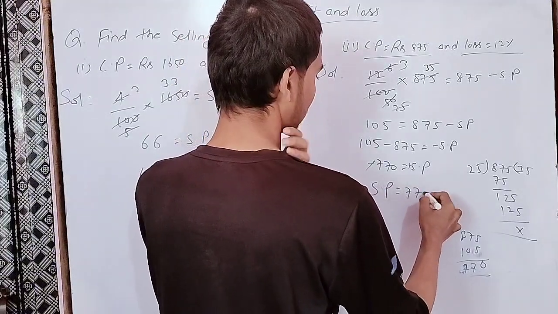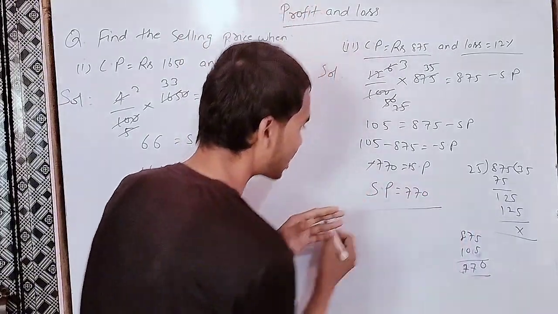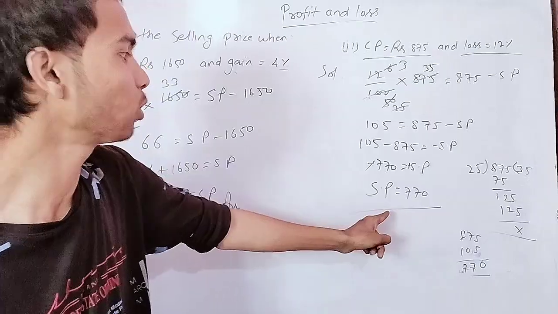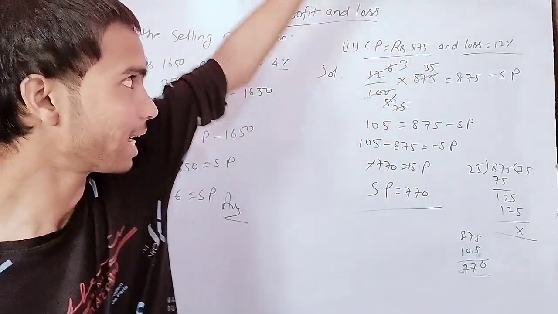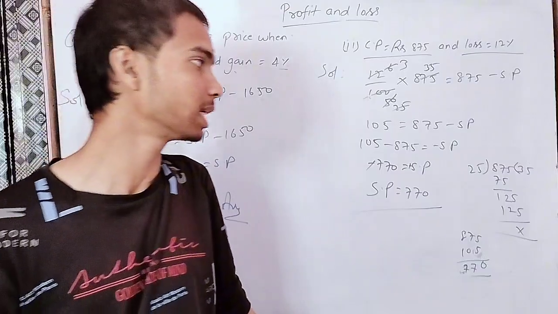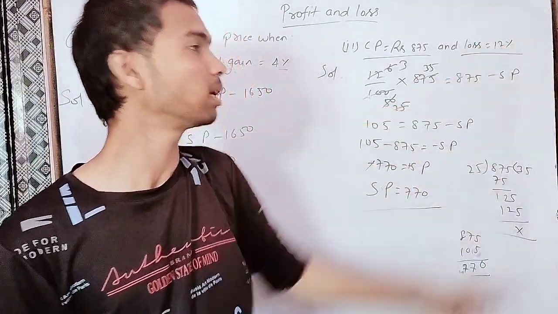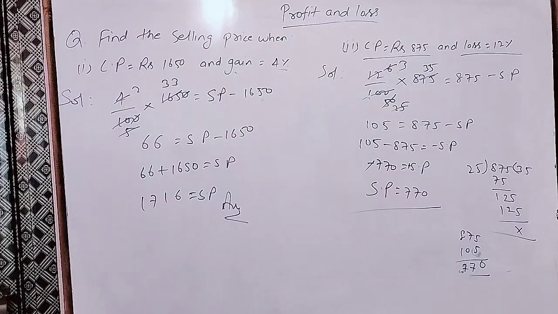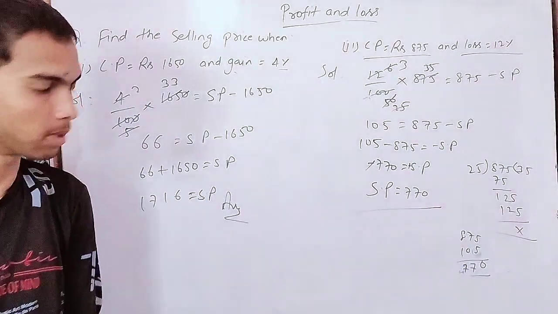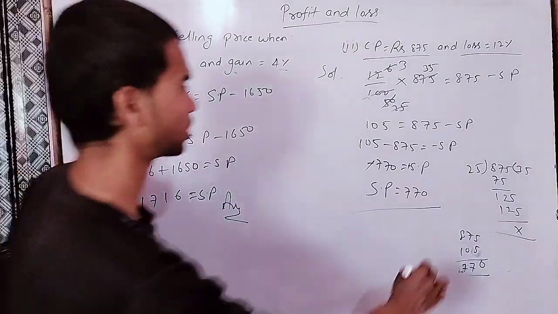Exact is 770. This was the selling price, and here you can see selling price is lower than cost price. Cost price is 875, selling price is 770, and the loss happened is only 12%. Loss happened how much? 12%.